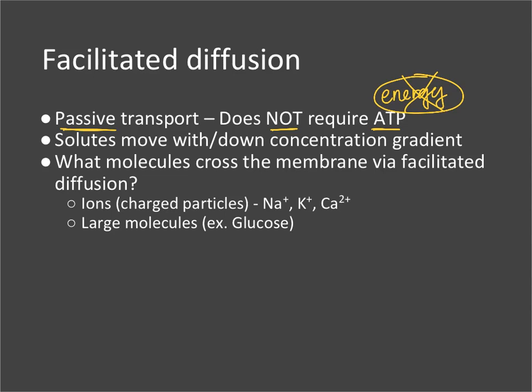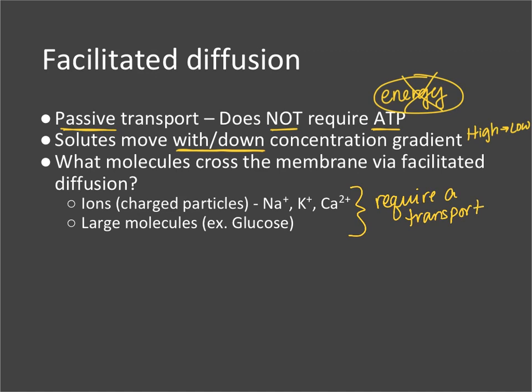Also, like simple diffusion, during facilitated diffusion, solutes are going to move with or down the concentration gradient. So this means that those substances are moving from a high concentration area to a lower concentration area. Now, one main difference between facilitated diffusion and simple diffusion is the substances that are crossing the cell membrane. Because remember, these are substances that require a transport protein.